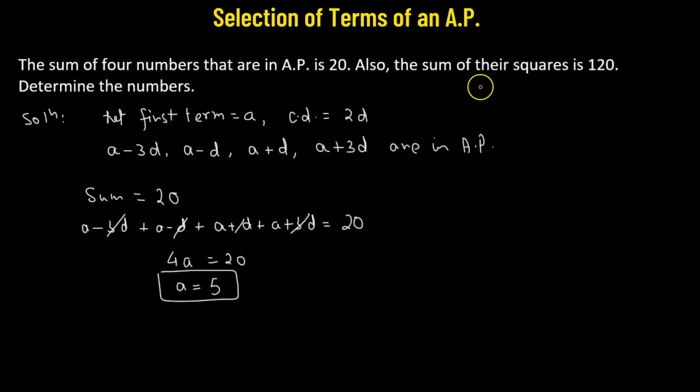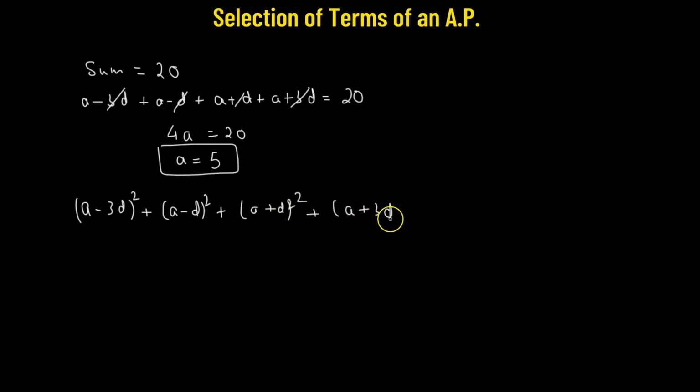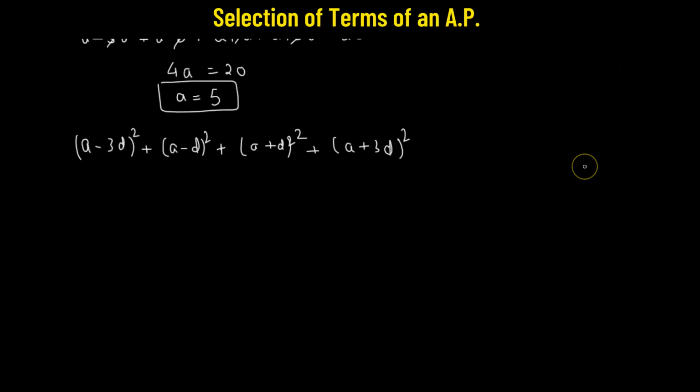Now let's go to the next case. Here it's given that the sum of their squares is 120. Sum of their squares means that we'll consider the first term, which is a minus 3d, and square it. Then we consider the second term, a minus d, and square it. So we'll take the sum of all the squares of the terms. Our third term is a plus d, so we square it, plus a plus 3d whole squared, and it's given that this value is 120. Fine. So let's solve this.